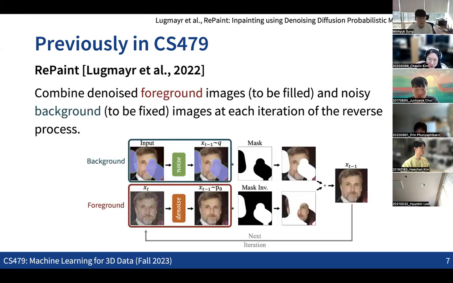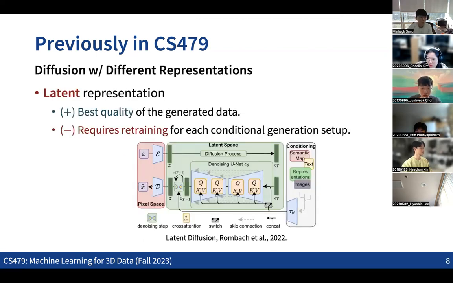These are examples where we do composition of the background region and the foreground region at each step of the reverse process. For those cases, we cannot use a latent representation. So this is a drawback of using the latent representation, even though we can achieve the best quality in generation. And if we want to apply diffusion models to conditional cases, we cannot directly use the unconditional diffusion models, but need to retrain another conditional diffusion model for each of these specific setups.